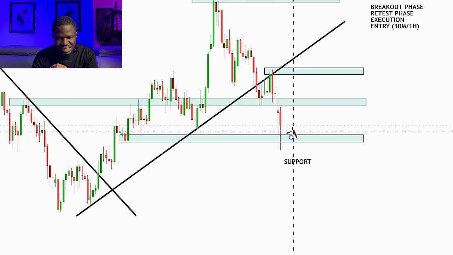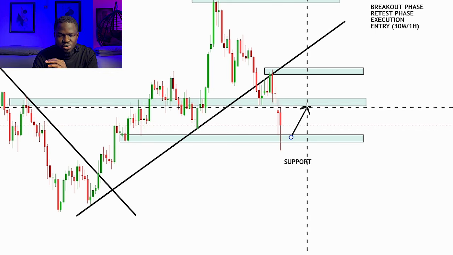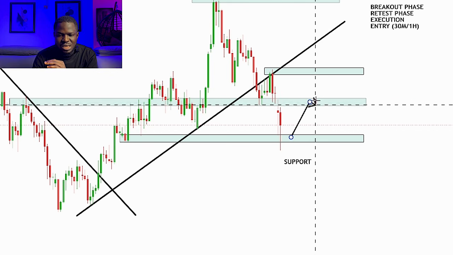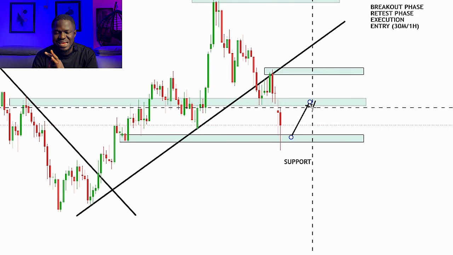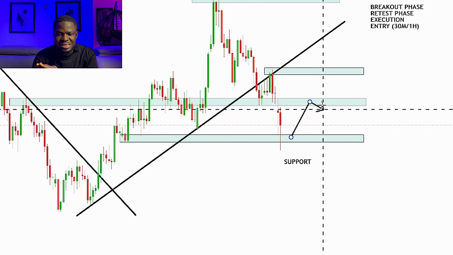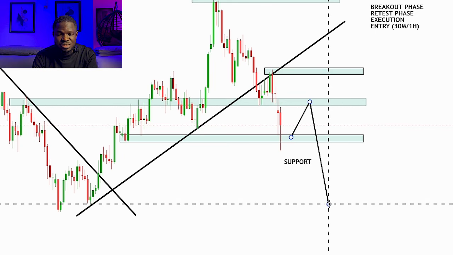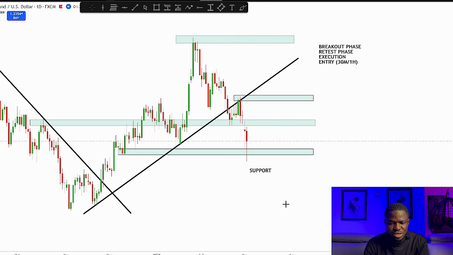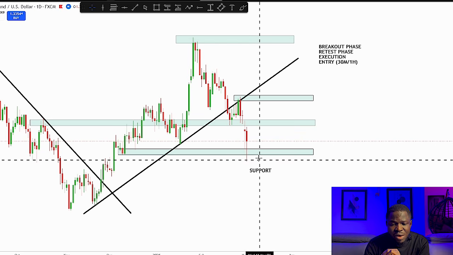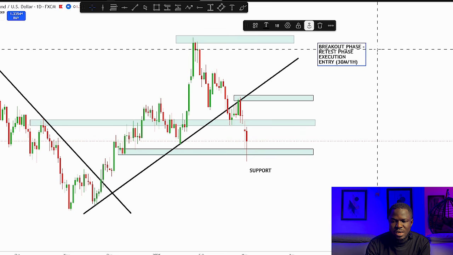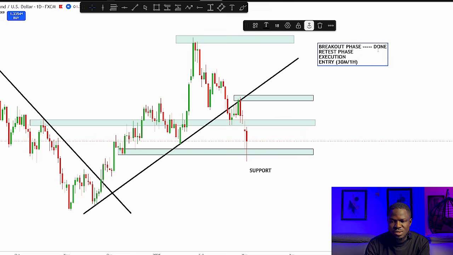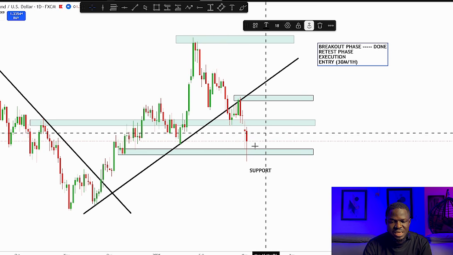We want a retest phase from this support to the resistance there, so that we can observe our execution phase and entry phase at this resistance to the downside. Let's observe the price action right now to confirm if we're going to have our retest phase. Right now our breakout phase is done. We are done with breakout phase. Now we have to move to the retest phase.